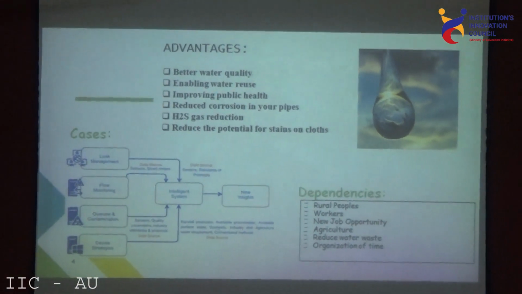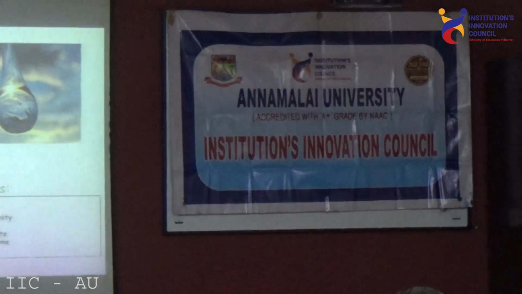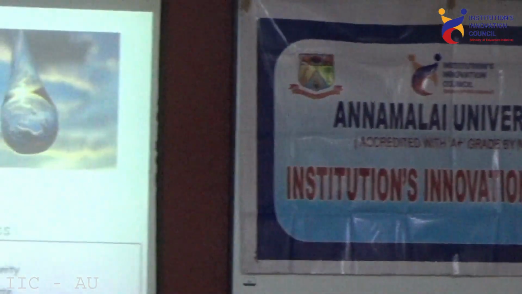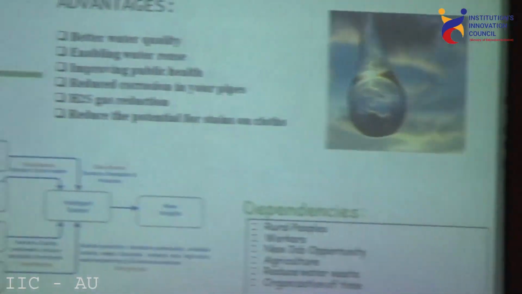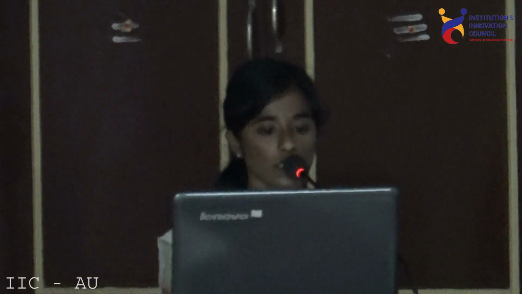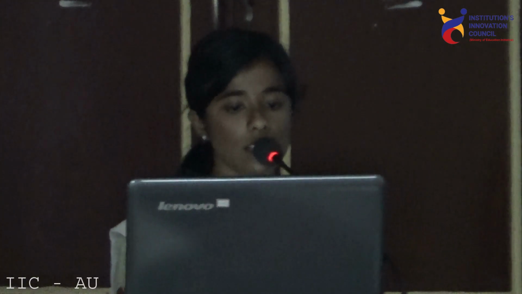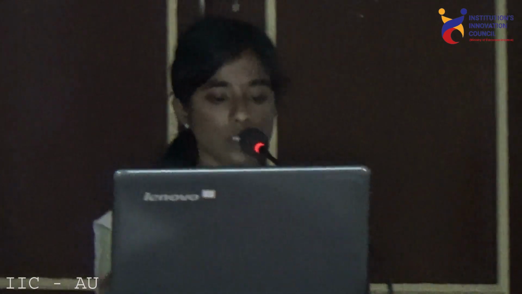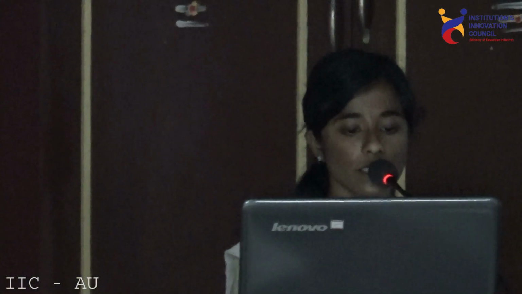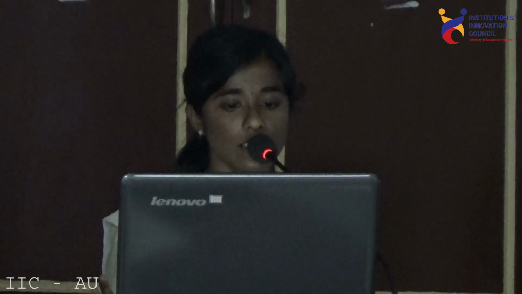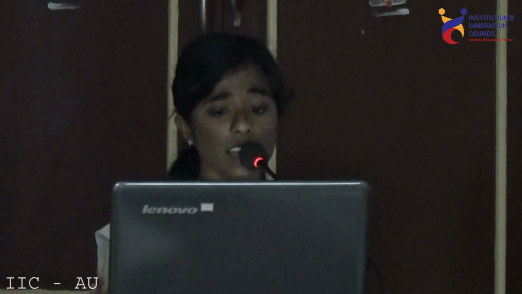The advantages of this method are better water quality, enabling water reuse, improving public health, reduced corrosion in pipes, H2S gas reduction, and reduced potential for stains on clothes. In this system, leakage management and flow monitoring are maintained using sensors and smart meters. Overuse and contamination are controlled. Diverse strategy is also maintained using sensor quality parameters and industrial standards and protocols. It is an intelligent system and it has new insight.